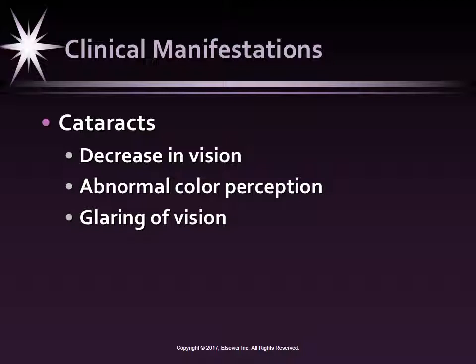Glare is a result of light scatter caused by lens difficulties, and it may be significantly worse at night when the pupil dilates. The visual decline is gradual, but the rate of cataract development varies from patient to patient.